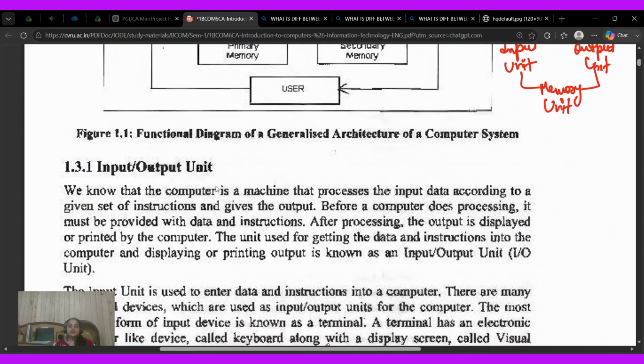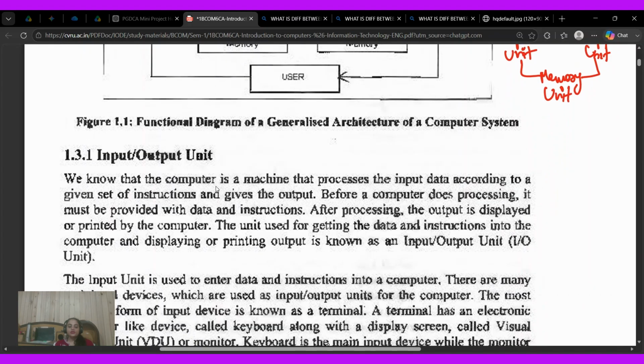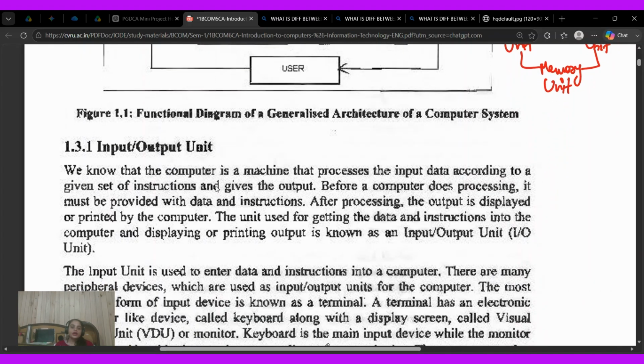A computer is a machine that processes the input data according to a given set of instructions and gives the output. We already know that. We discussed it a few minutes ago. Before a computer does processing, it must be provided with data and instructions. After processing, the output is displayed or printed by the computer.